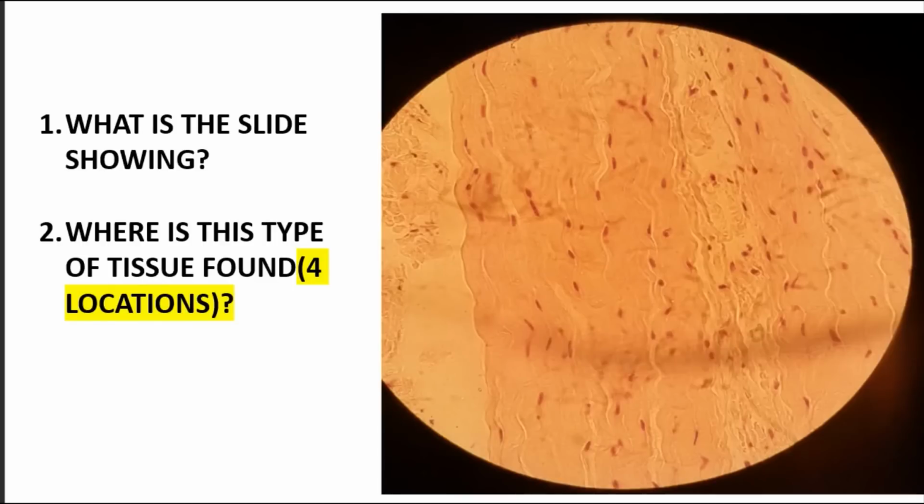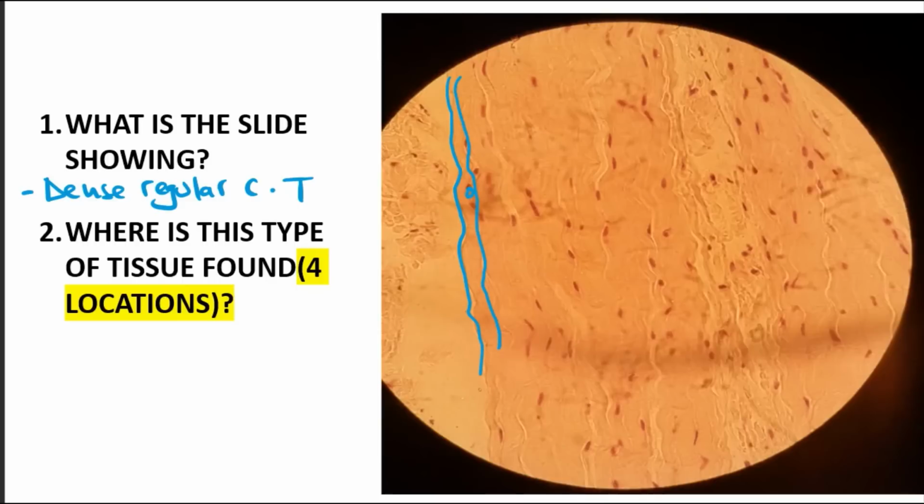What is this slide showing? This is dense regular connective tissue. Why do I say this? Because you've got wavy collagen fibers that are parallel like this. And then you've got fibroblasts within these wavy parallel collagen fibers.